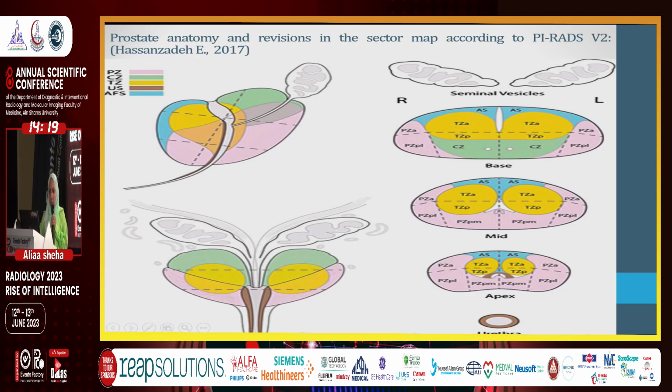Regarding the anatomy of the prostate, we can see the prostate here from base to apex, and according to PIRADS version 2.1, it is divided into 41 sectors. We have here in pink the peripheral zone of the prostate, in green the central zone, the transitional zone in yellow, and the anterior fibromuscular stroma in blue.